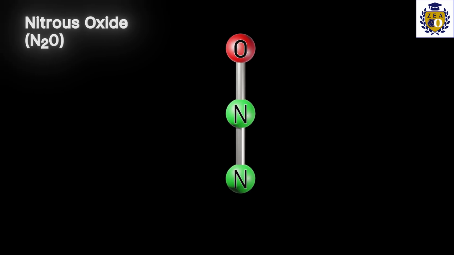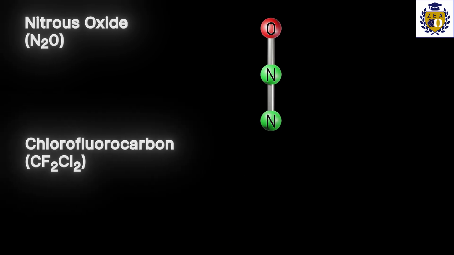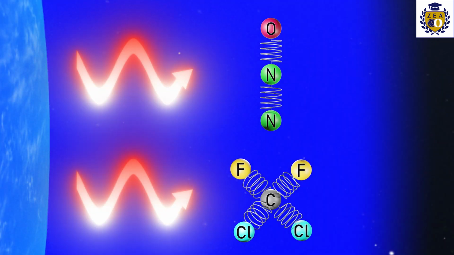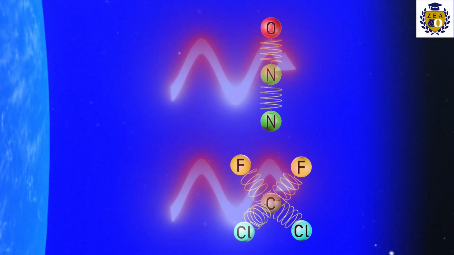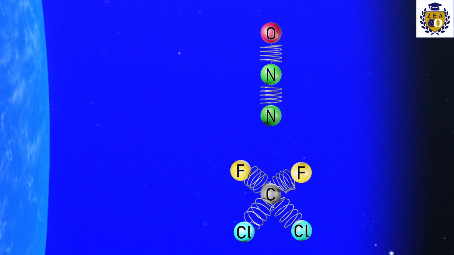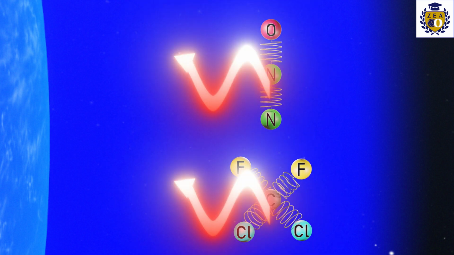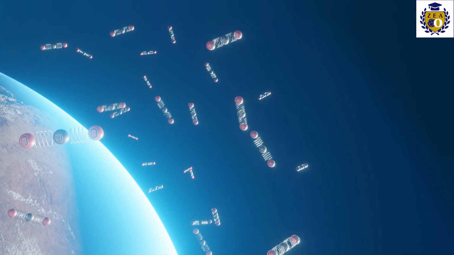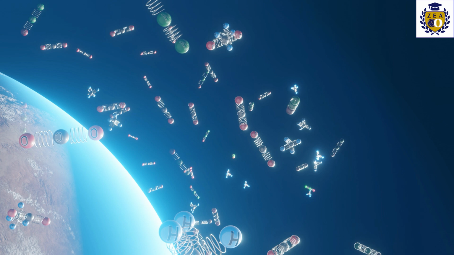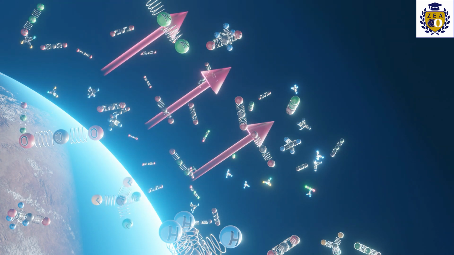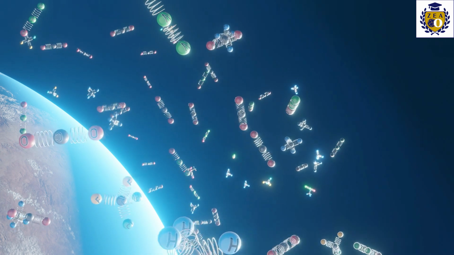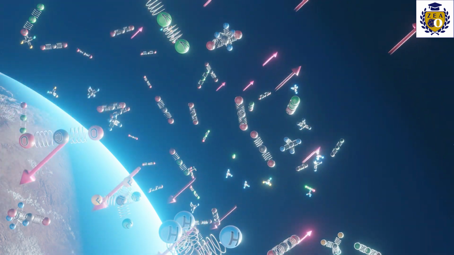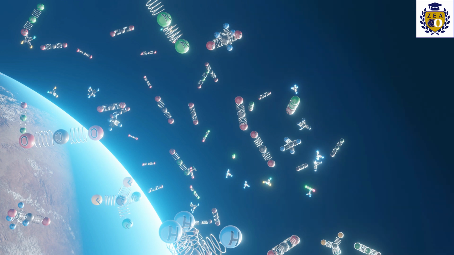Other gases, such as nitrous oxide, N2O, and chlorofluorocarbon, CF2Cl2, also absorb and emit light because these molecules consist of different atoms with different electronegativity. So carbon dioxide, methane, nitrous oxide, and chlorofluorocarbon, all these gases absorb infrared light strongly, and the absorbed light is reflected back toward the Earth.